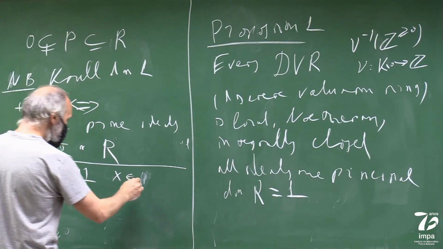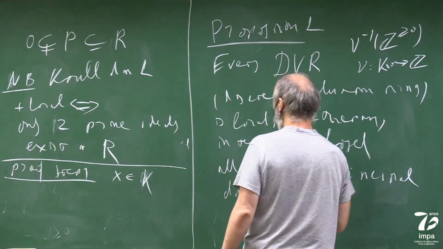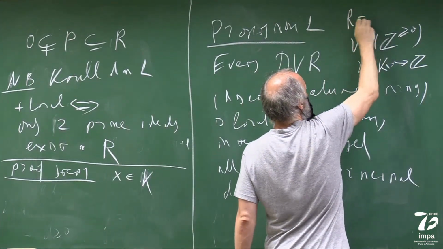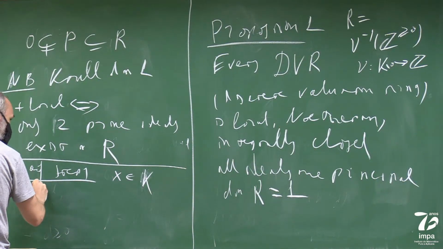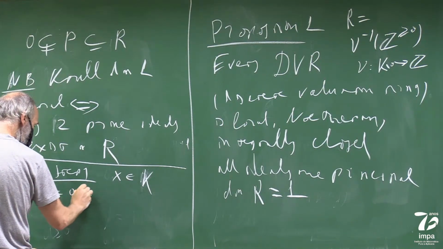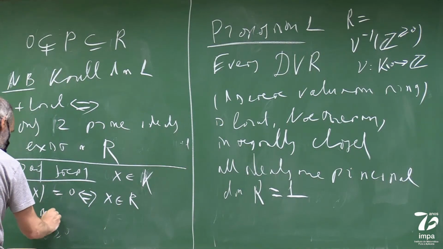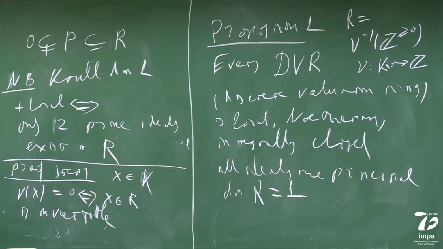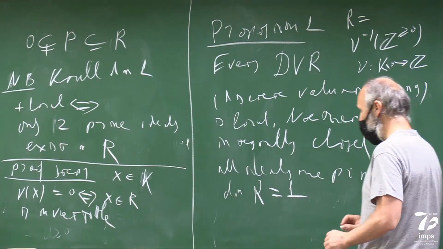Okay, so we take x inside K. This is our ring, and this R is the discrete valuation ring we started from. And if nu of x is 0, then x in R is invertible. This is because nu of x minus 1 is minus nu of x. So if it is 0, it is clearly invertible and vice versa.